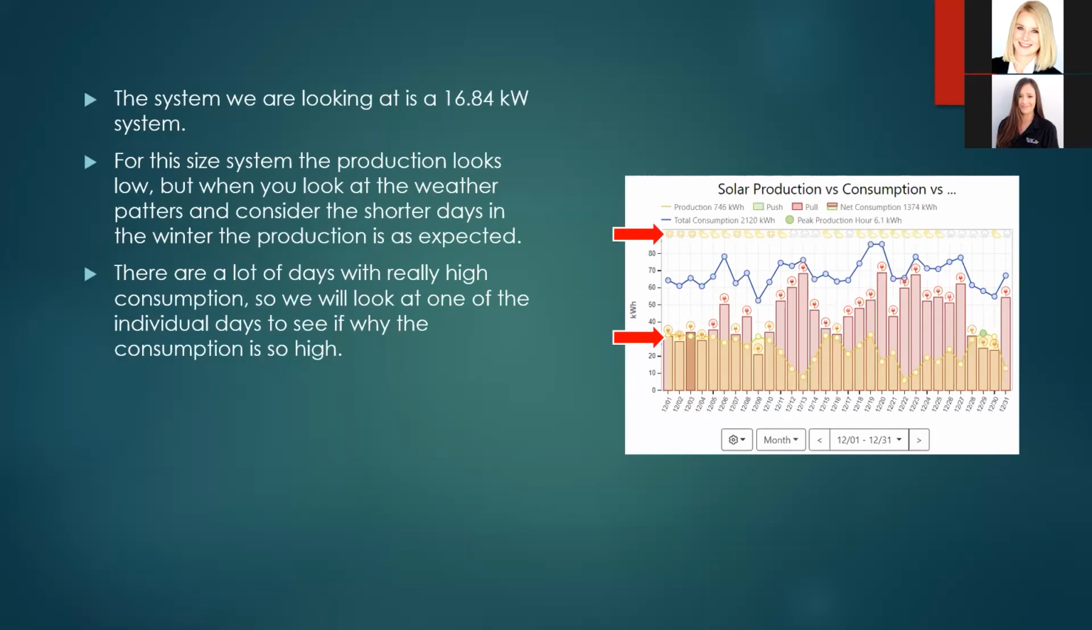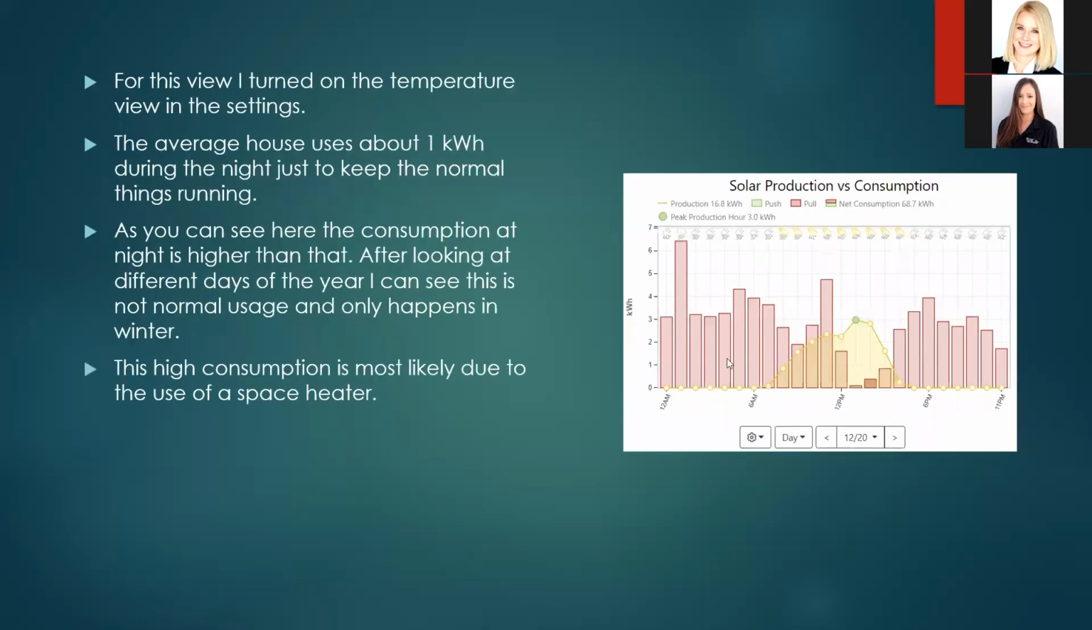There are also a lot of days with really high consumption. So we will look at one of the individual days to see why the consumption was so high. So for this view, I turned on the temperature so you can see what the temperature was for that particular day. Again, that is something that you can do with the gear icon.